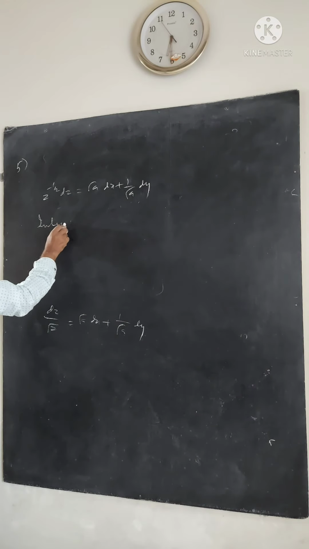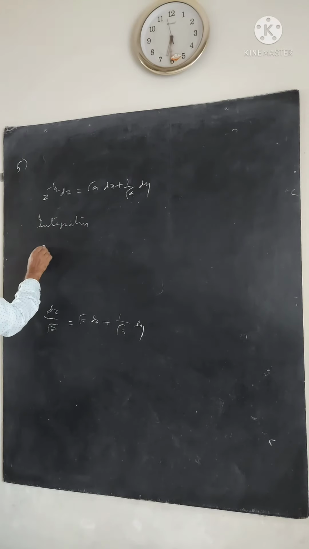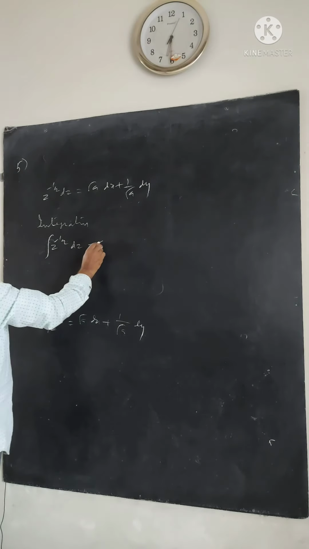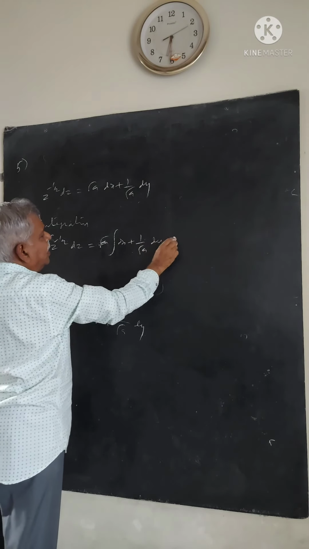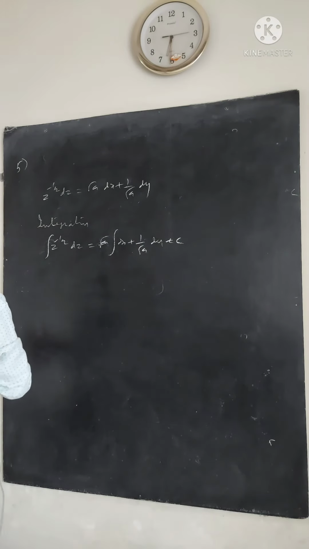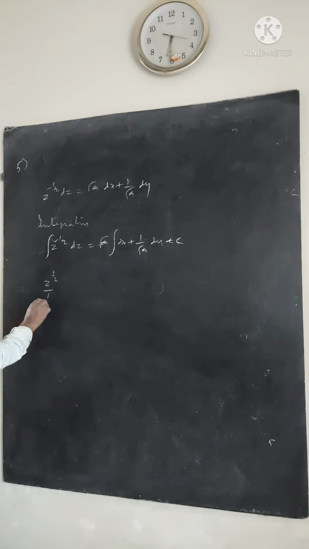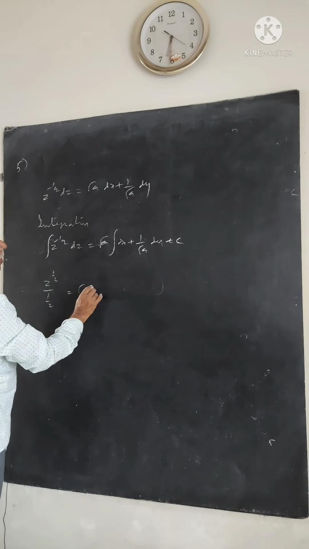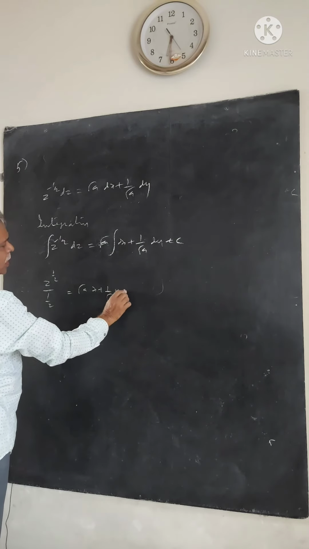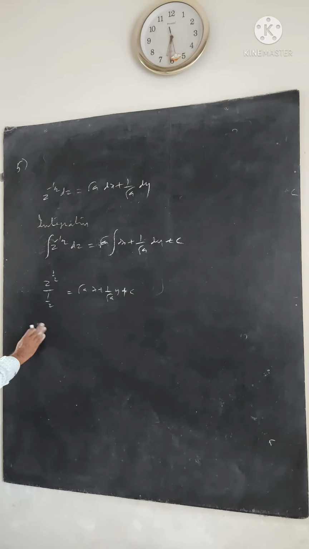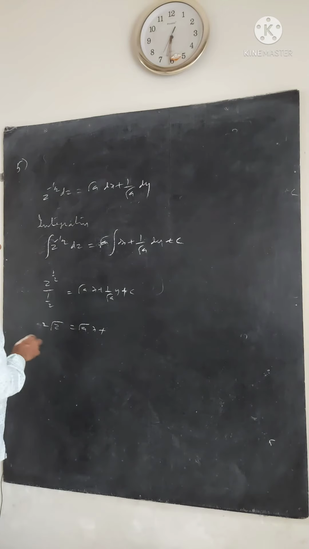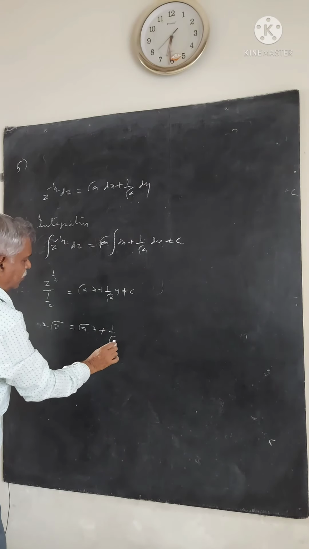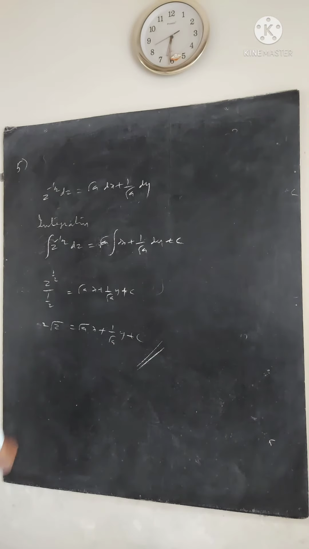Integrating, z power minus 1 by 2 dz equals root a dx plus 1 by root a dy plus c, a constant. z power half by half equal to root a x plus 1 by root a y plus c. 2 root z equal to root a x plus 1 by root a y plus c is the answer.